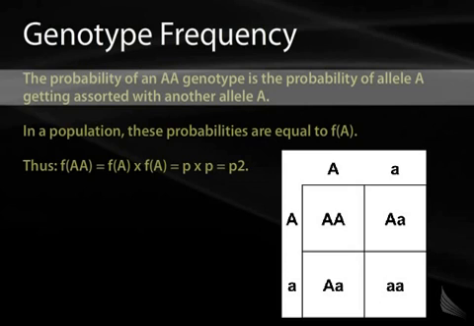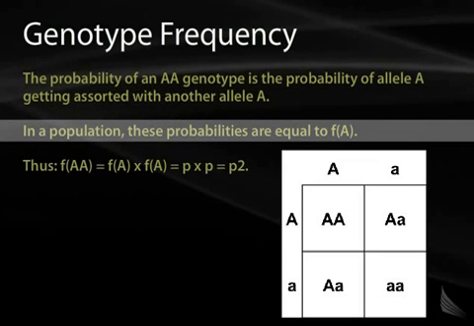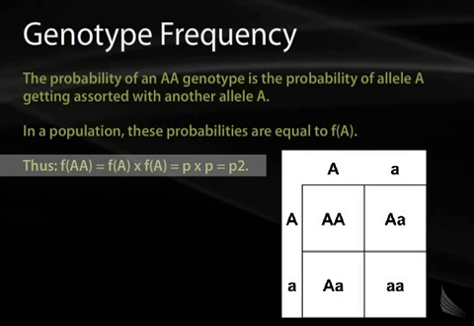So looking at our Punnett square here, we have a heterozygote and a heterozygote, right? The probability of a big A genotype is the probability of allele big A getting assorted with another allele big A, right? So in a population, these probabilities are equal to the frequency of A. What's the probability that they'll get a big A? Well, that's the frequency of A. Therefore, the frequency of big A would be the frequency of big A from one partner multiplied by the frequency of big A from the other partner. So that would be P times P, or in other words, P squared. So the frequency of big A equals P squared.